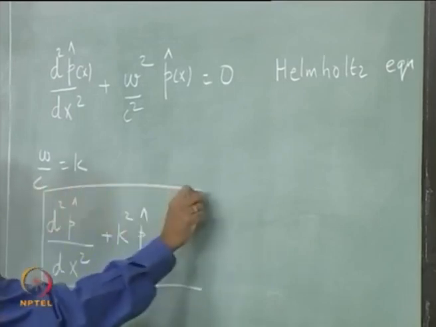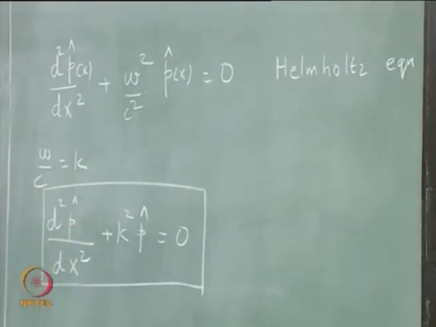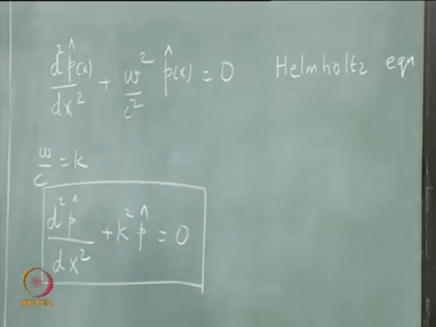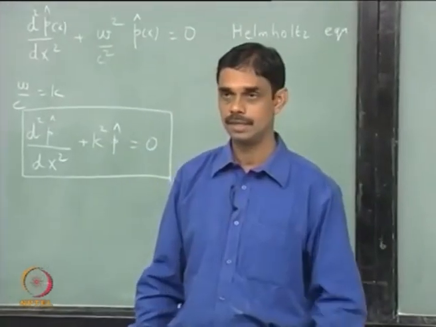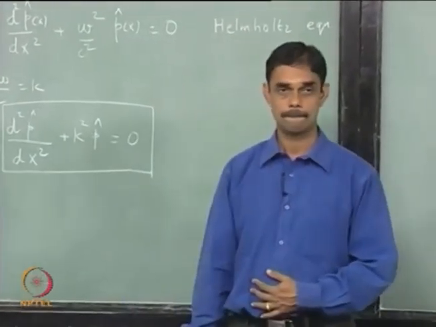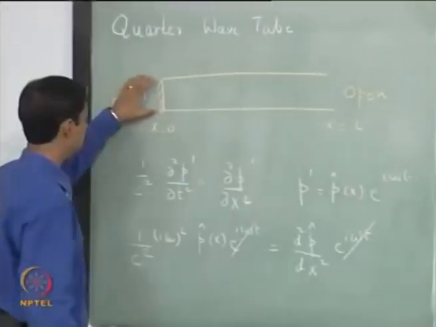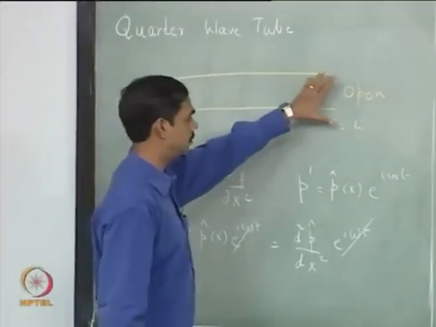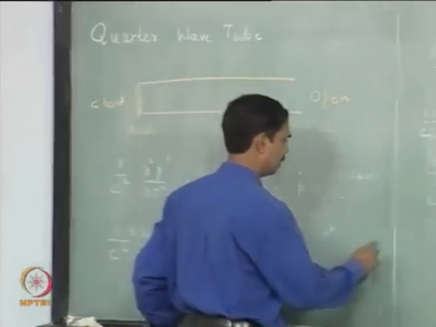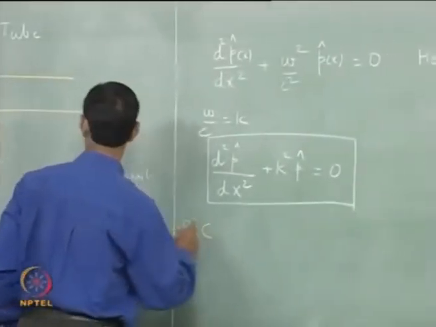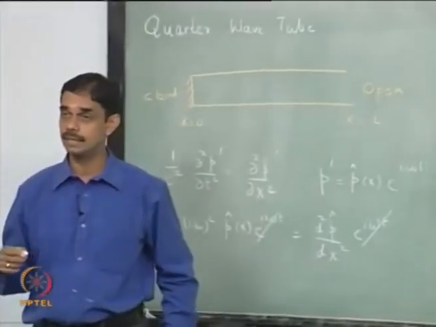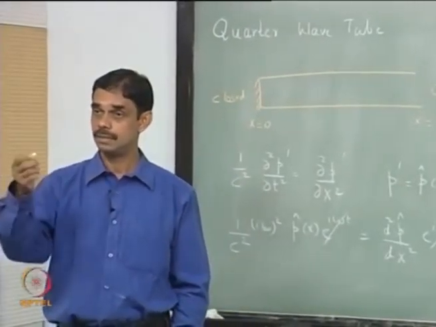And so this is the equation that we need to solve, and let us now think about what the boundary conditions are. The boundary conditions are, we said that this end is closed and the other end is open. So what would a closed end mean in terms of boundary condition?